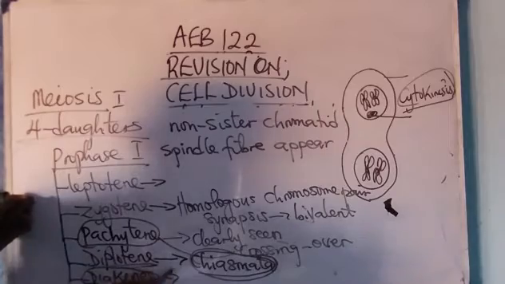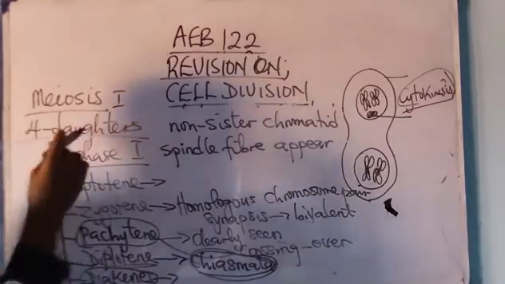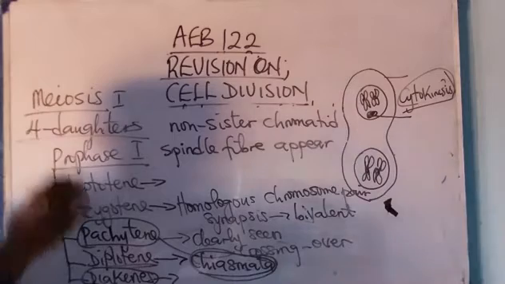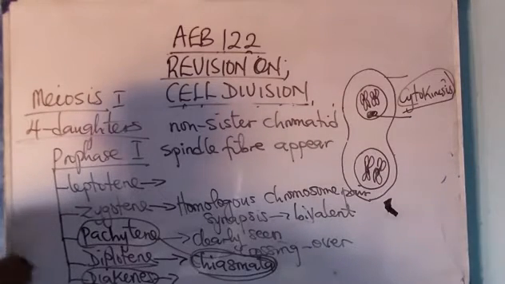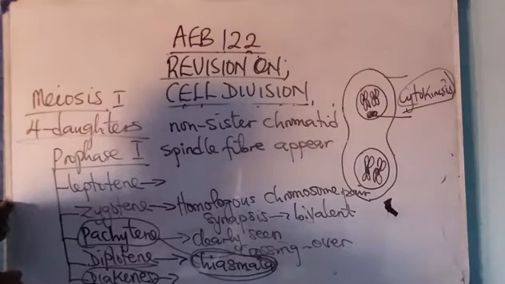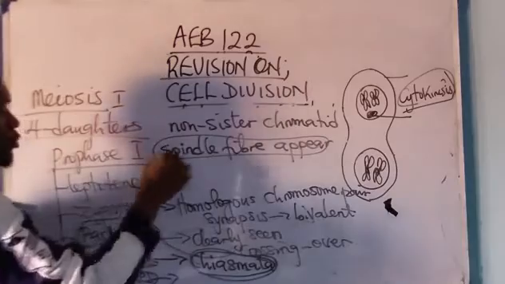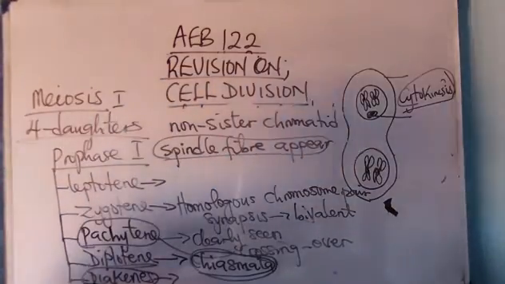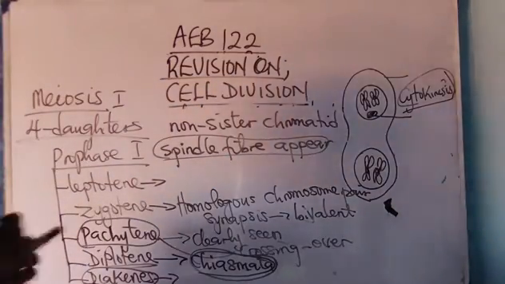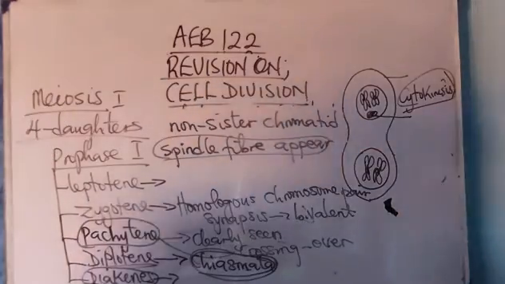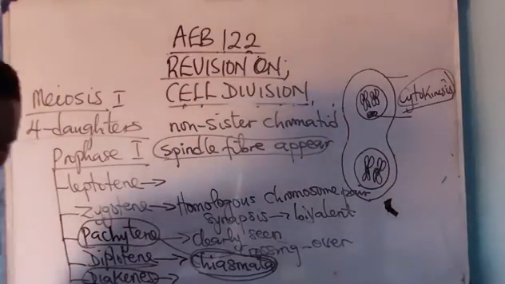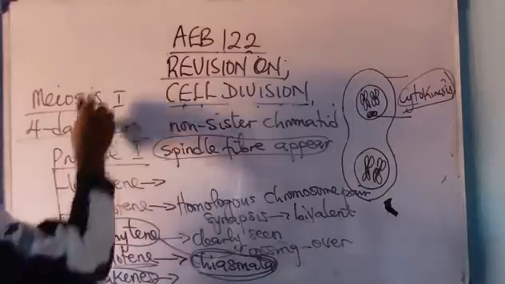I said during the diakinesis, homologous chromosomes pull apart completely, they move to opposite poles, and the spindle fiber is formed, the nucleolus disappears, and the nuclear membrane disintegrates. That is for prophase 1. The next one is metaphase 1.